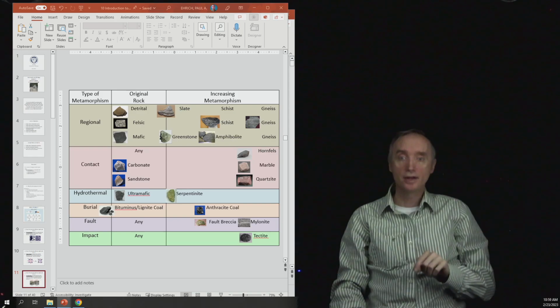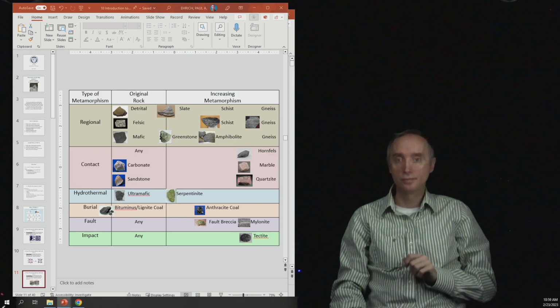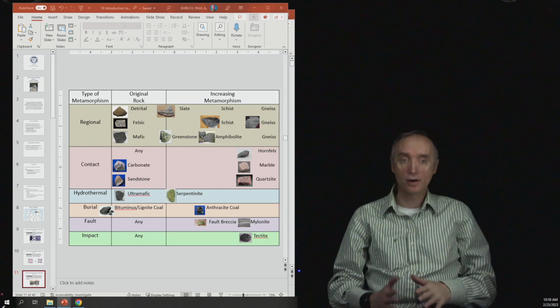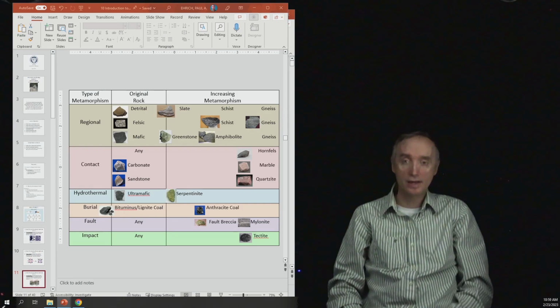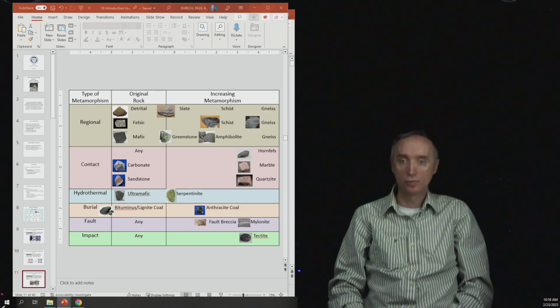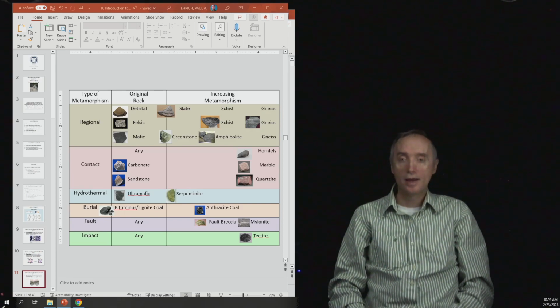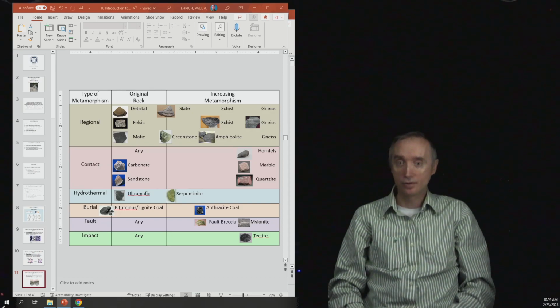Okay, then the next kind is going to be fault metamorphism, in which you're going to have rocks that are caught in between two plates as they're sliding past each other, and that's going to metamorphosize a rock. And then you've got impact. So this is going to be caused whenever an asteroid makes impact with the Earth, and that can metamorphosize rocks.